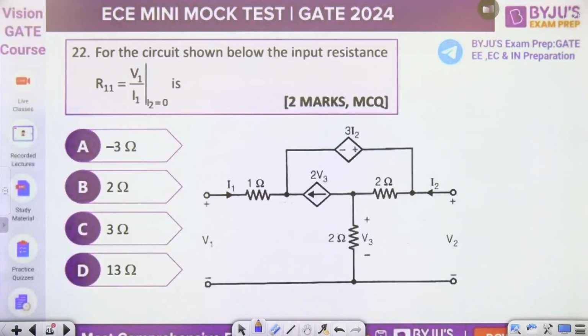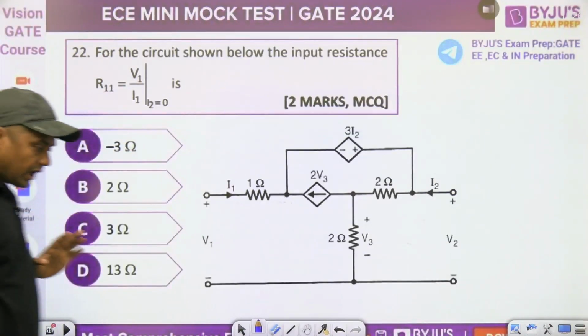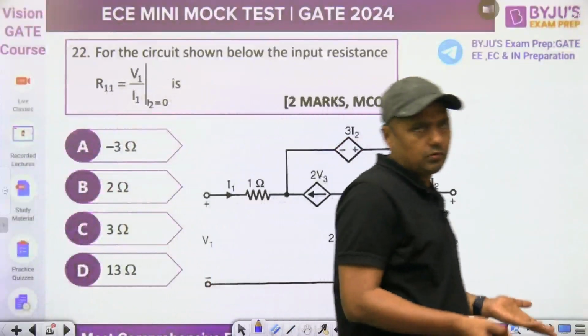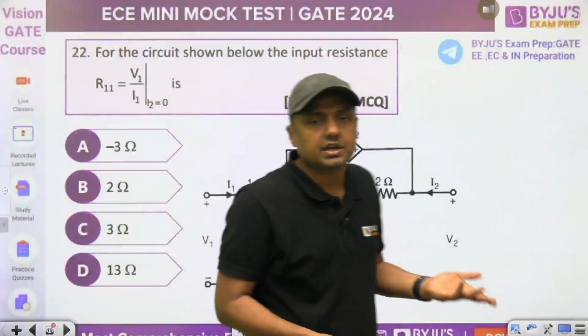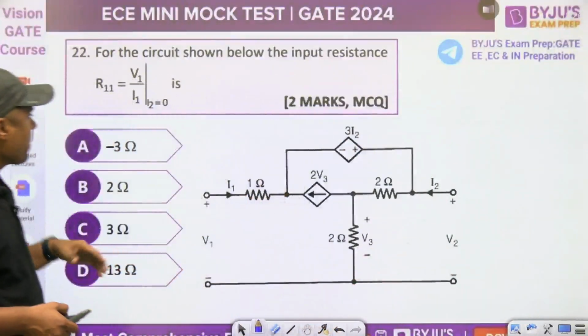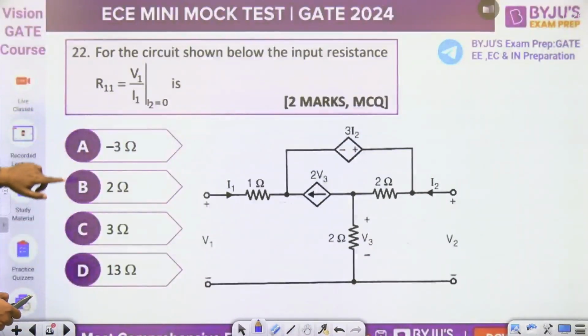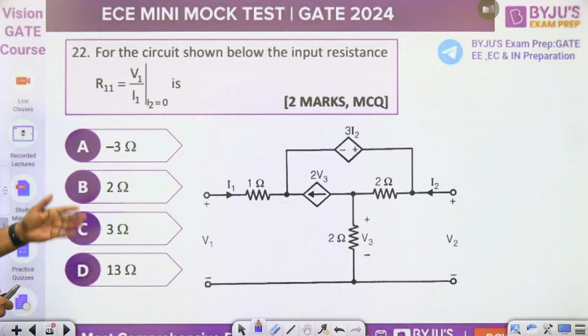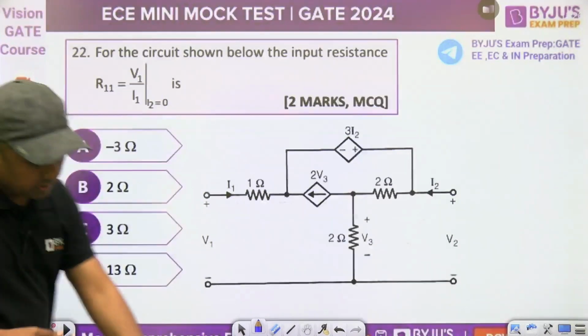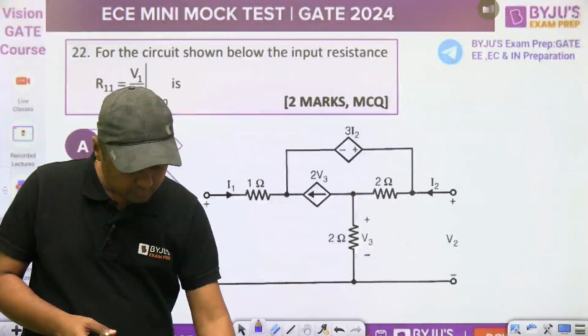And next, for the circuit shown below, the input resistance R11 is equal to V1 by I1 with I2 equal to 0. V1 by I1 with I2 0 is nothing but Z11. Here it is given R11, a 2-port network. The options are minus 3, 2, 3 and 13 ohm. Which answer is correct? Minus 3, 2, 3 and 13 ohm. That is a 2-port network, it is given here. Then tell me everyone, what is the answer for this one?